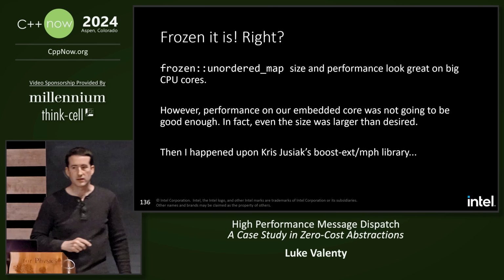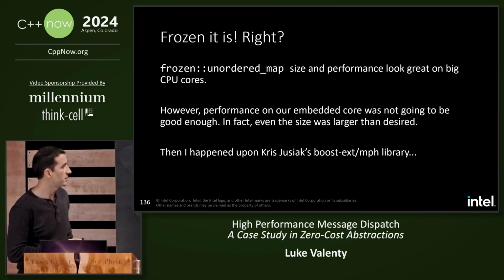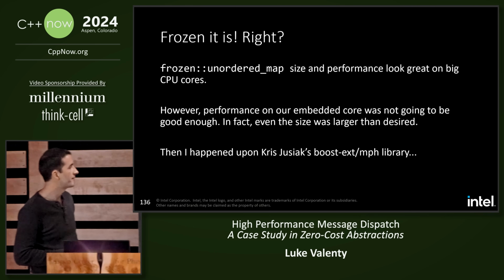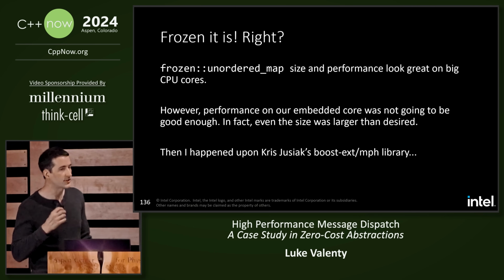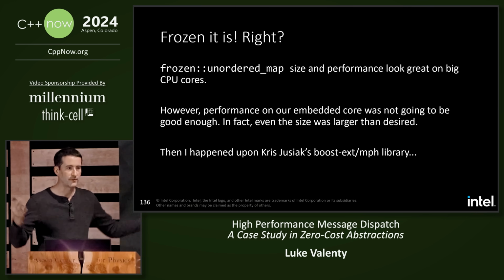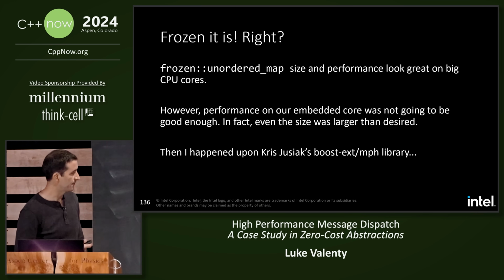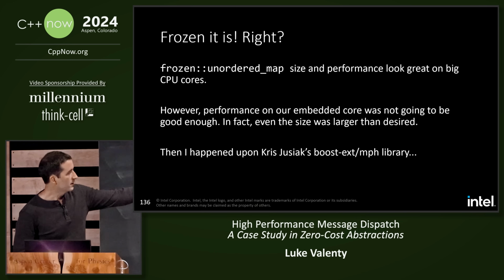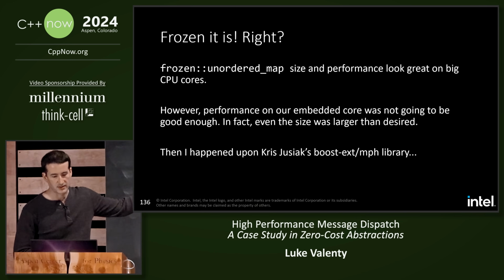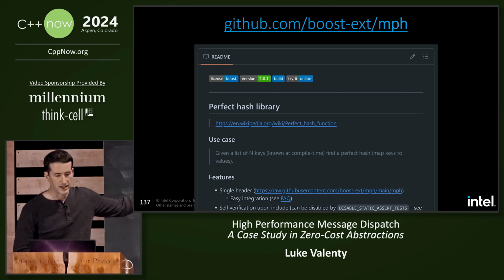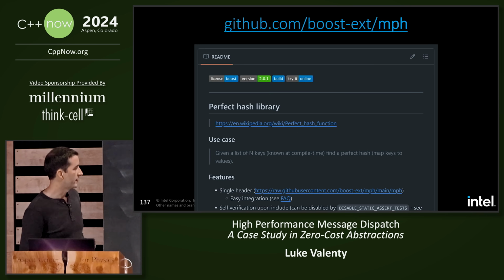it wasn't quite good enough. I mean, I wanted more. I don't want to compromise. A good engineer doesn't compromise on anything, right? You have all your constraints and you satisfy everything without compromises. Well, unfortunately not. But then I saw one of Chris Druziak's libraries, MPH, a perfect hash library.